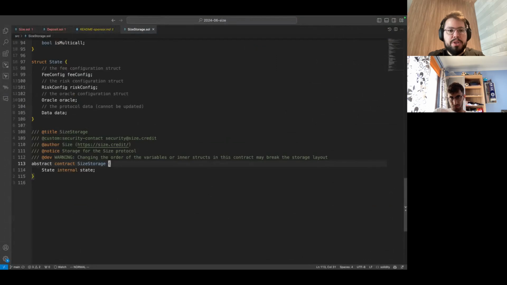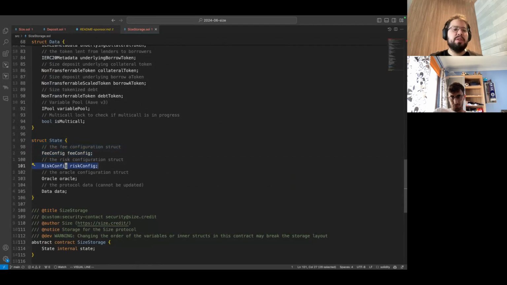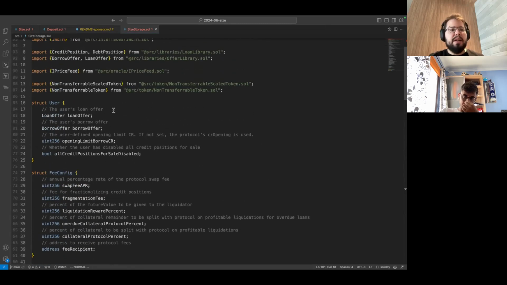Here we have a Size storage contract, and it has a single storage variable called state. This is the global state. Basically, we have some fee configuration, some risk configuration, like collateral ratio, token caps, that kind of stuff. We have an Oracle configuration, and this is protocol data that cannot be updated by the admin. And all of those other variables can be updated by the admin, like you can update the Oracle, the risk parameters, etc.